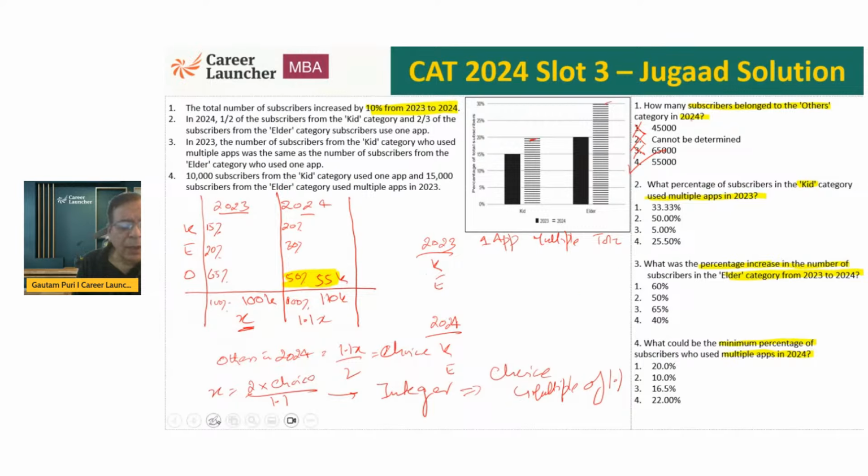Question number 3. Question 1 is done. See how much benefit the jugaad gives, by looking at the choices and the questions. By only using statement 1, we have solved 2 questions. So question 1 is done. What is question number 3?